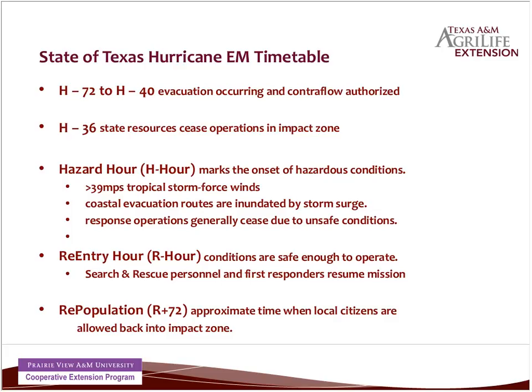The R plus 72, which would be about 3 days after R hour, is when the citizens are most likely to be able to get back into their properties. So allowing citizens to go in earlier, when we don't have road and bridge, and when we have flooding, and when we don't have electricity, and we don't have sewer, and we don't have food resources, the state of Texas emergency management plan has in it that we don't let citizens back into their own properties until the infrastructure is supportive to them.